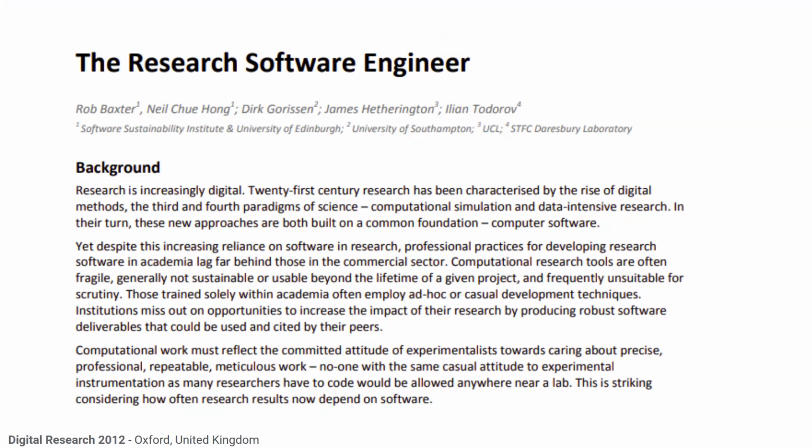They wrote this paper, The Research Software Engineer, and this went beyond the basics, and it really got into talking about the career. They said, there are software developers in the commercial industry. Why are we lagging so far behind? Why is it that our tools are fragile and not sustainable beyond the funding of a project? Why is it that we don't have training, that what we do is ad hoc? And do institutions realize the opportunity cost of not acknowledging our community? And so they wanted to talk about it more.